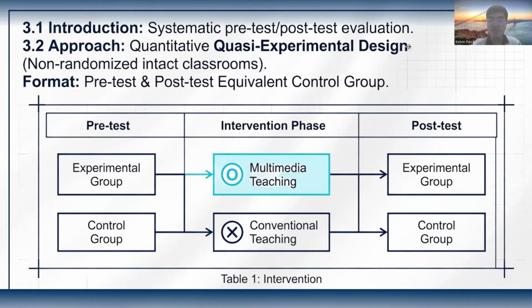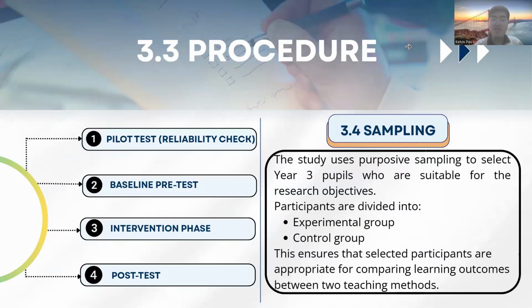And next, we will go to the research procedure. The first step is the pilot study for the reliability check. This pilot test will be conducted before the actual study to check the reliability of the achievement test using Cronbach's Alpha, and to identify unclear or difficult questions to improve the research instrument.